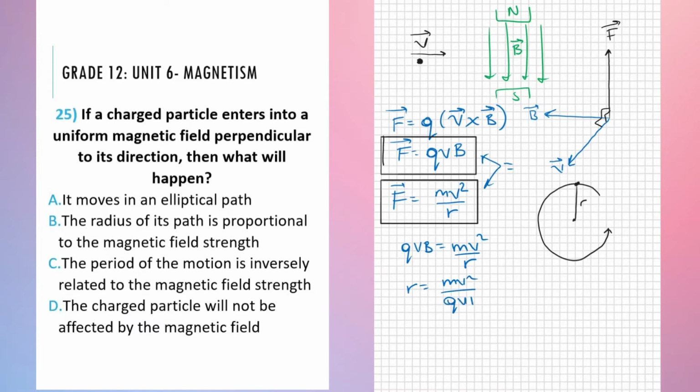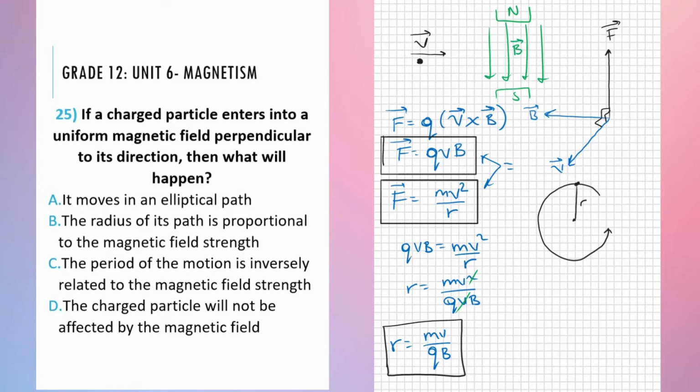We can cancel out one of the v's with one of the v's down here. And finally, we get that the radius is equal to mv over qB. This is a very important formula that relates the radius of the circular motion of a charged particle entering a magnetic field, to the magnetic field.